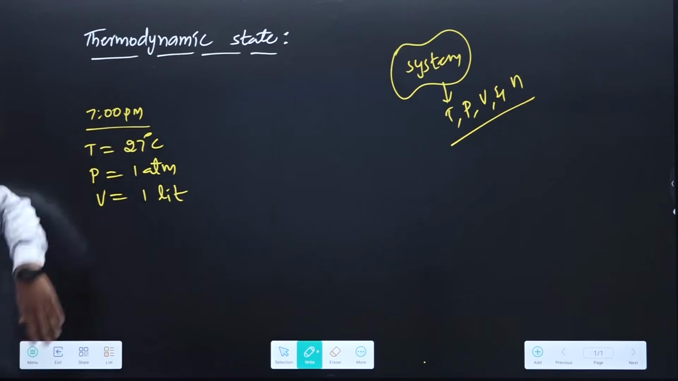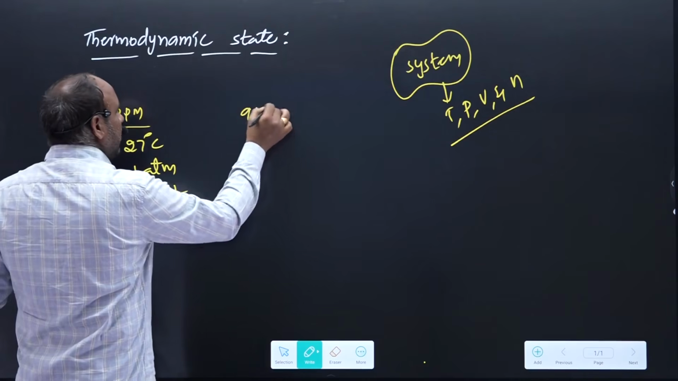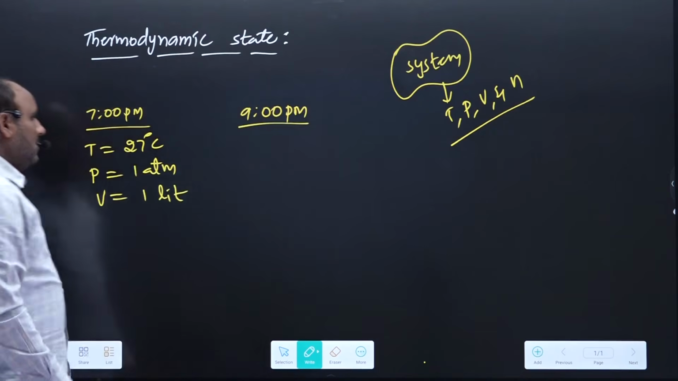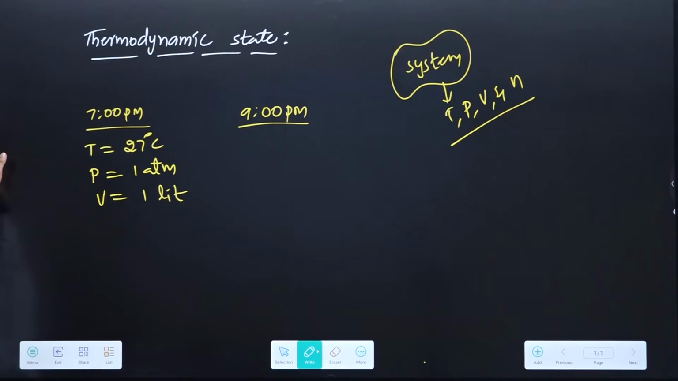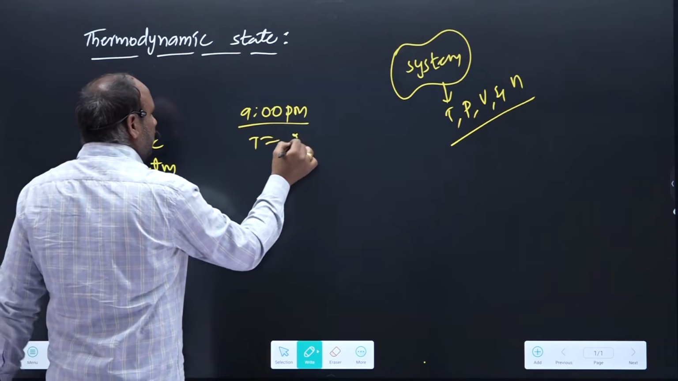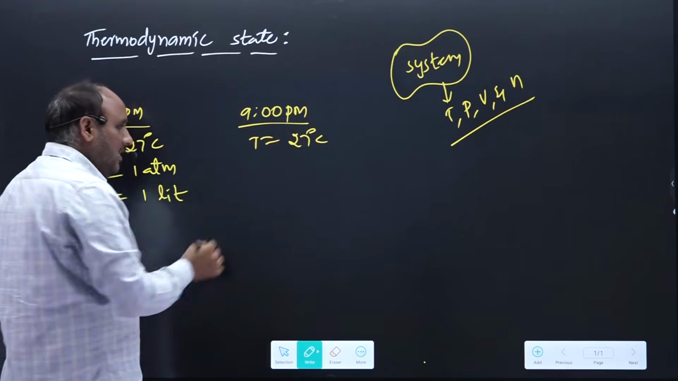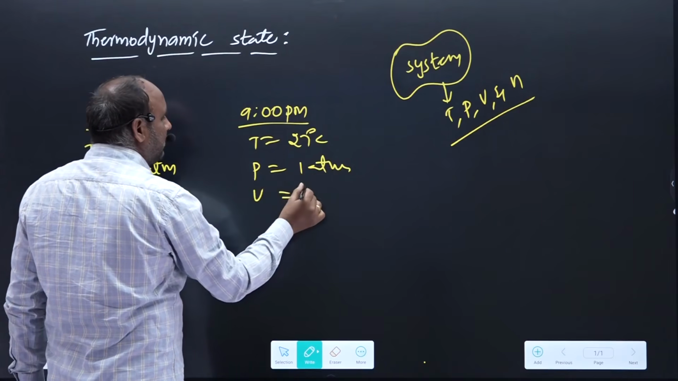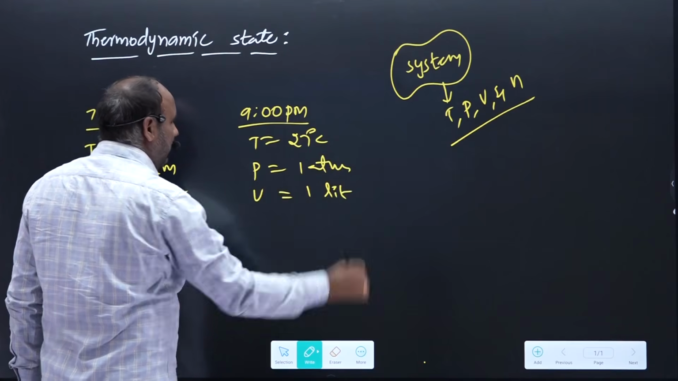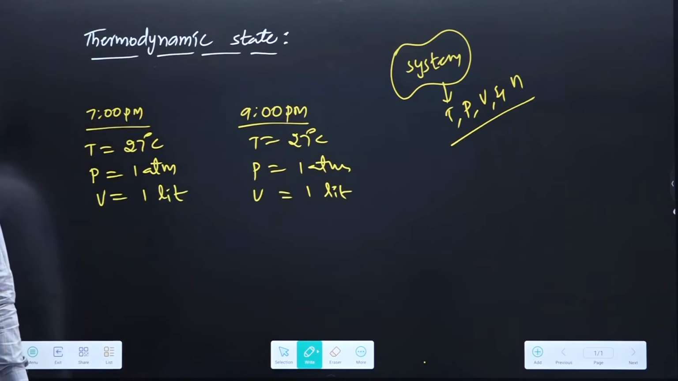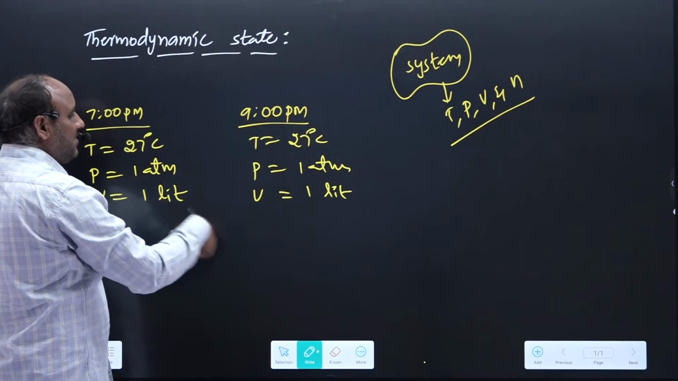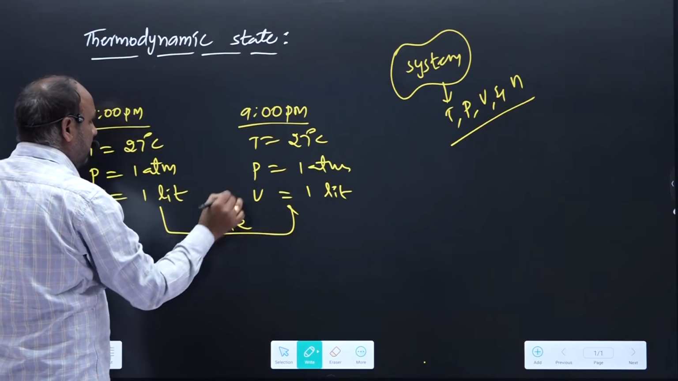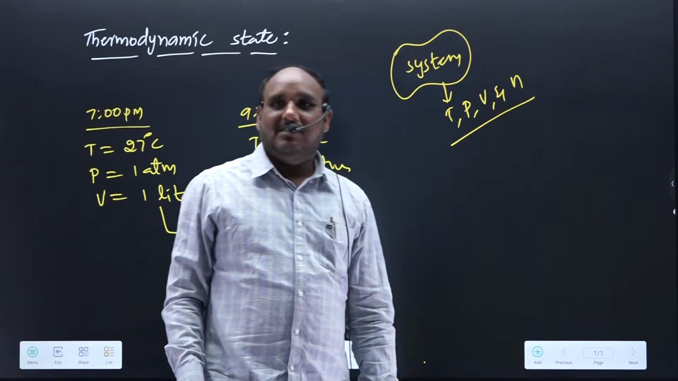After the completion of the class, maybe consider at 9 p.m. Don't think the class goes up to 9, right? So that will be 9 p.m. Is there change of temperature of this room? No. Is there change of pressure? No. Is there change of volume? Volume will be changed or not? No, right? So therefore there is no change of system properties with respect to time. Therefore that system is said to be in thermodynamic state.